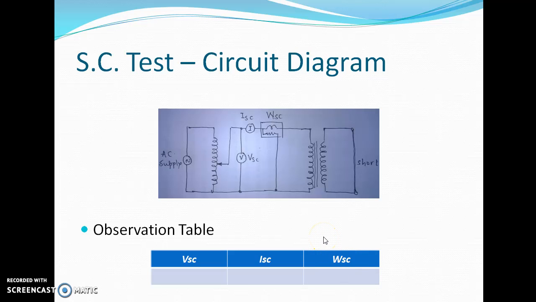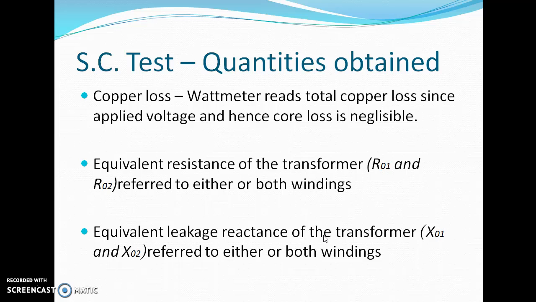So what parameters can be calculated from this? We get the copper loss from this test because the wattmeter in this test reads copper loss. The reason is that the applied voltage is very less and therefore core losses are negligible. We can find the equivalent resistance of the transformer referred either to primary or secondary, that is R01 or R02. Similarly, equivalent leakage reactance of the transformer referred to either or both windings can be found out, that is X01 and X02. And knowing these values, we can find the efficiency and regulation of the transformer.